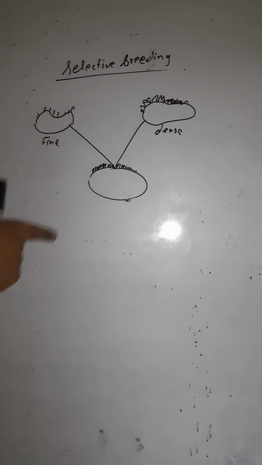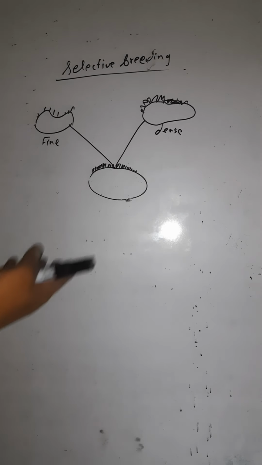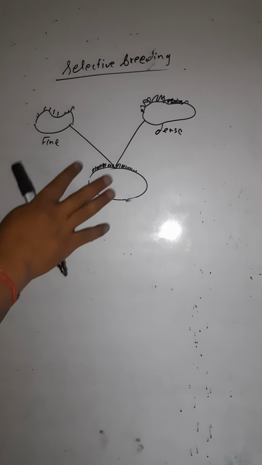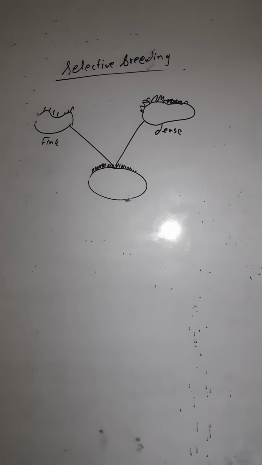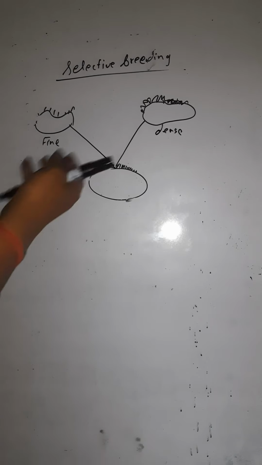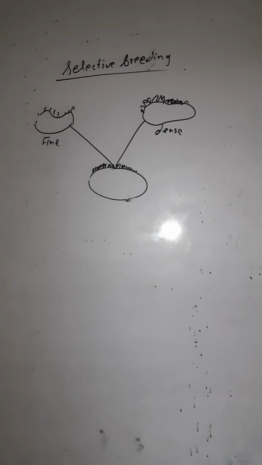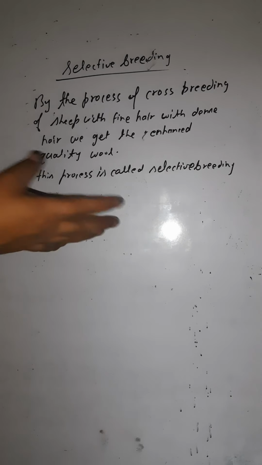By the process of cross breeding of the sheep with fine hair and the sheep with dense hair, we are getting another sheep which has fine as well as dense hair. So this process is known as selective breeding. By the process of selective breeding, we are getting the enhanced quality wool. Are you getting this? So this is selective breeding.